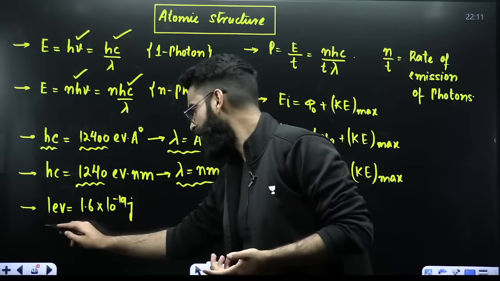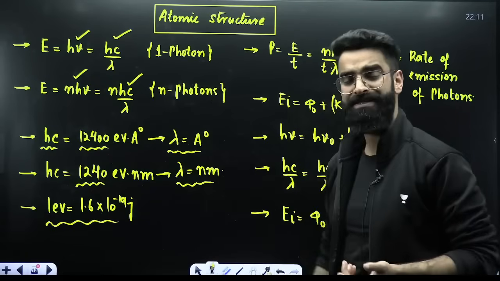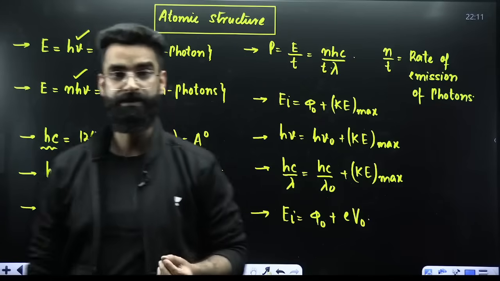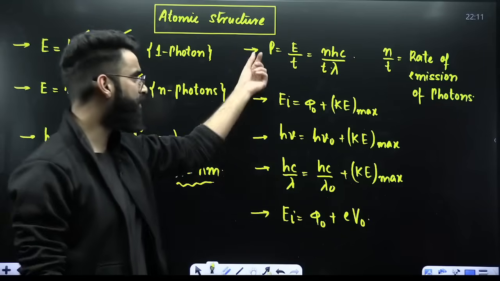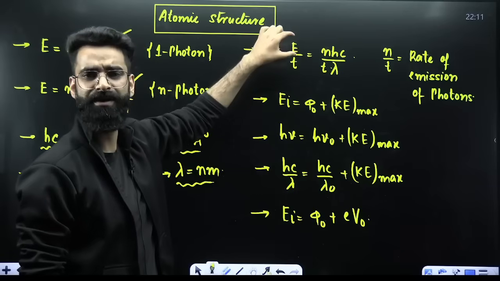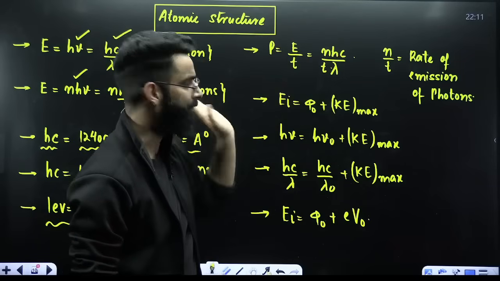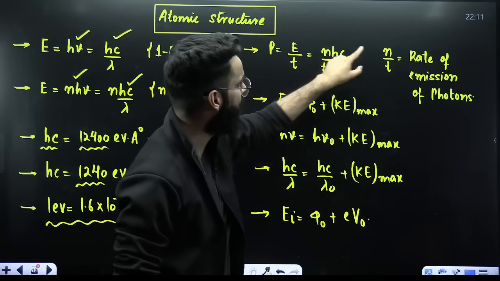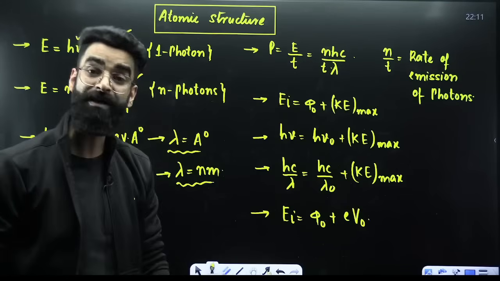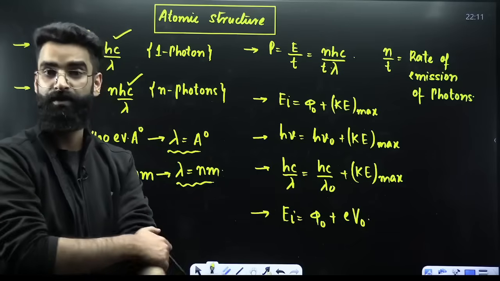And at the same time, you know, 1 electron volt is nothing but 1.6 into 10 raised to the power minus 19 joules. Okay. How do you calculate power of the source? It is energy emitted divided by time taken. Energy emitted will be nhc by lambda, divided by time. This n by t is something which you call the rate of emission of photons.